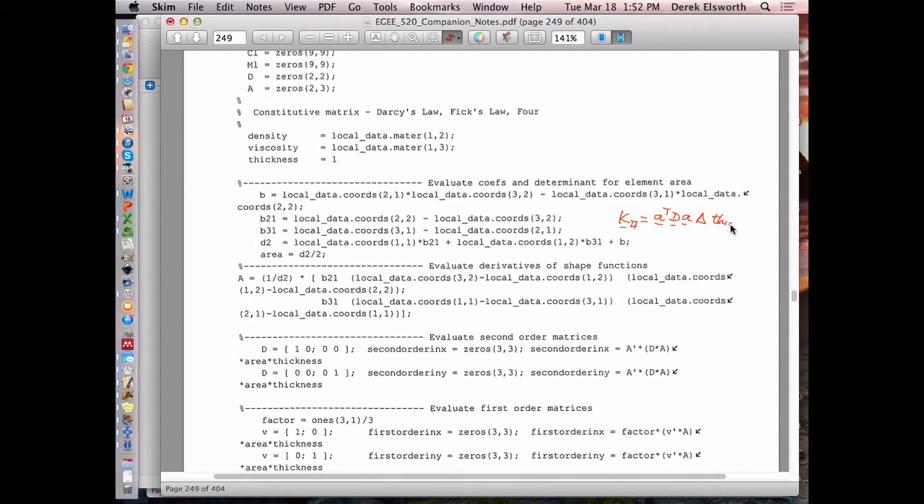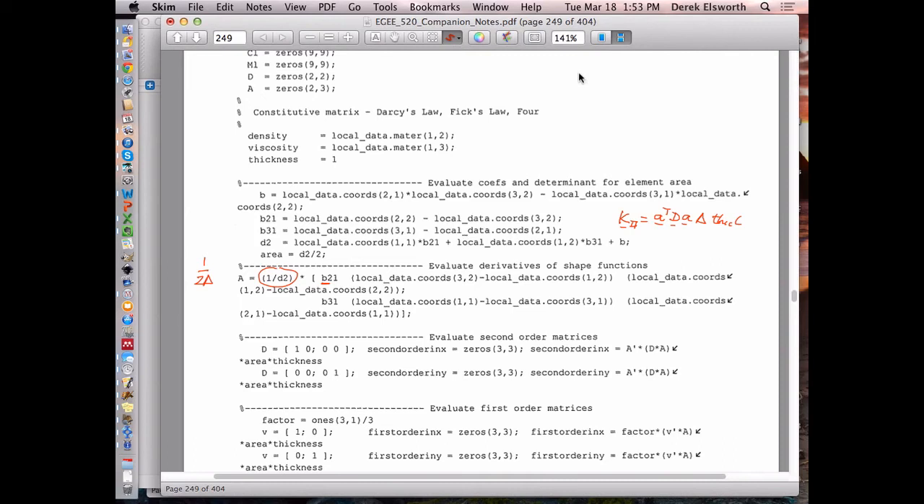So let's see if we see that. The area is D2 over 2, so this is the A matrix. This is 1 over the determinant, 1 over 2 times the area. So this term here is 1 over 2 times the area. This is the coefficient which we called, I think, uppercase. Remember, we had a matrix that looked like this.